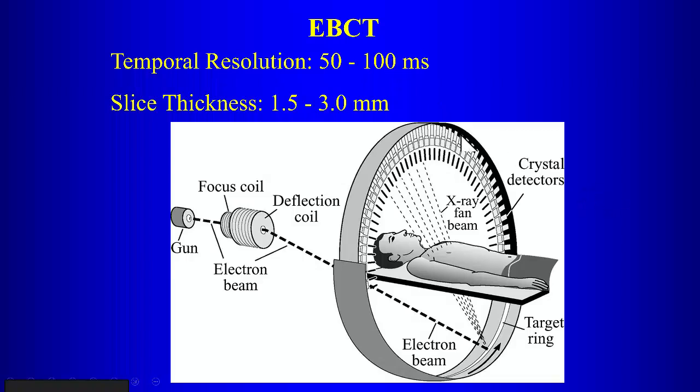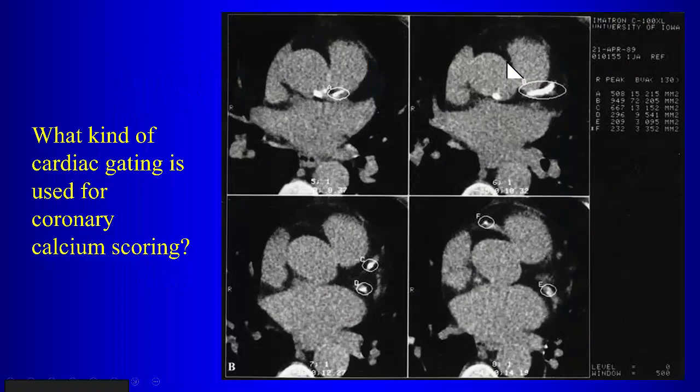Now we can do it with the gantry rotating around pretty quickly. But before that was possible, they would deflect the X-ray beam using magnetic fields with electron beam CT. They fire the beam at a target, and then using magnetic fields, they would direct that beam around the patient fast enough to get your temporal resolution down to between 50 and 100 milliseconds, right? Now this is no longer done, but a lot of the literature on coronary artery calcification was acquired using electron beam CT. So now we do it with multi-detector CT, with cardiac gating.